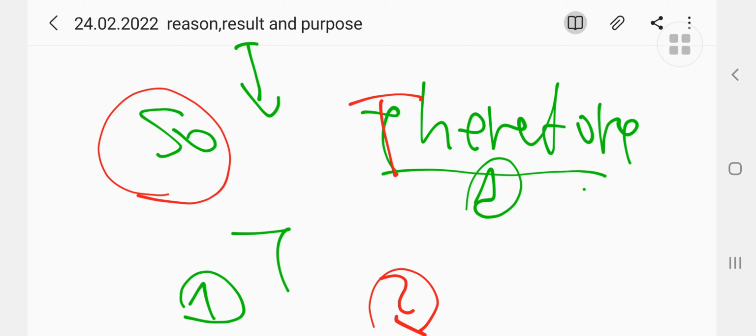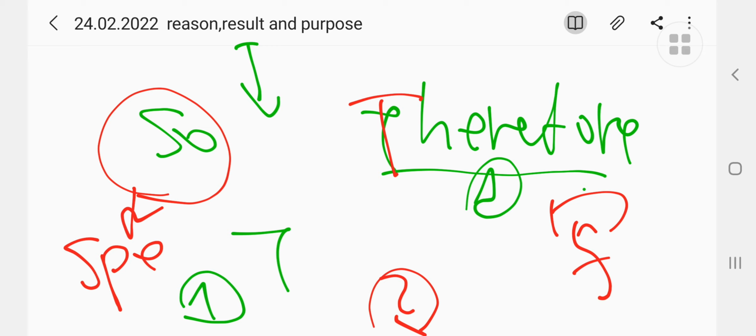To summarize, therefore is more common in writing, and so is more common in spoken language.